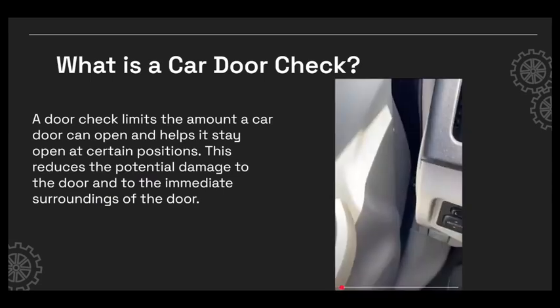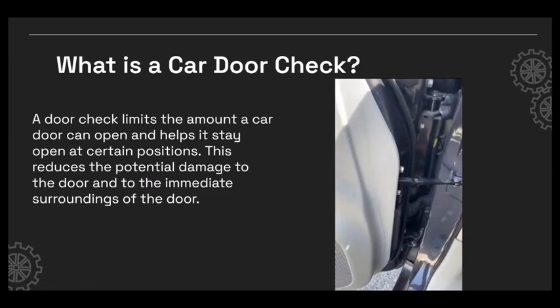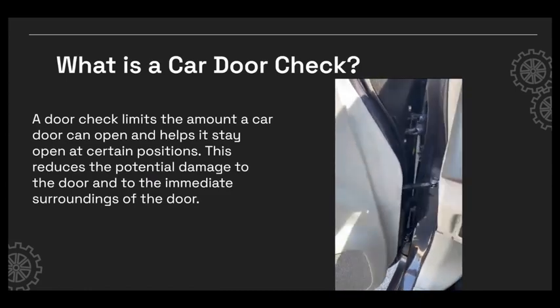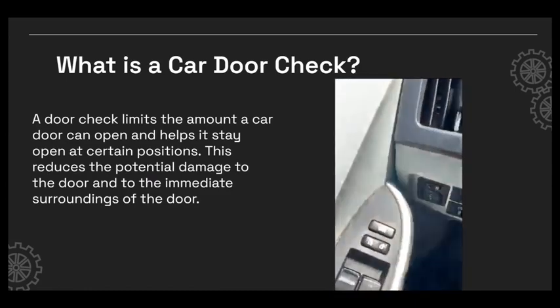First, let's look at what a car door check is before we get into any analysis. A car door check's purpose is to limit how far a car door can open. Here's a video showing the mechanism of a 2015 Toyota Prius door check.